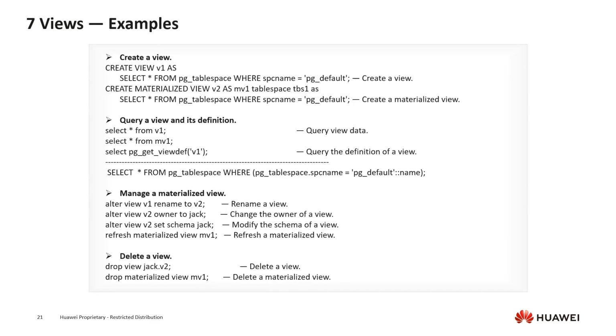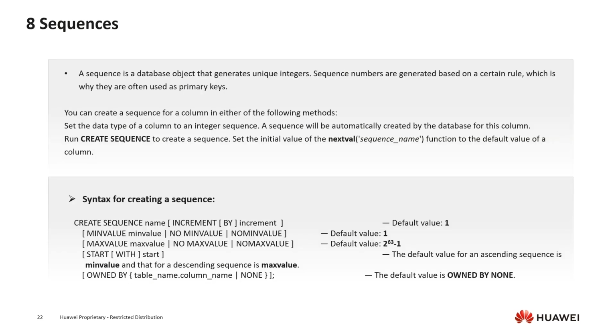Here are some basic view operations, such as creating a view and querying a view. Check its definition using the pg_get_viewdef function, refresh a materialized view using the refresh materialized view command, and delete the view using the drop command. The last part we talk about in this lecture is sequence. A sequence is a database object that generates unique integers according to a certain rule. A sequence is usually used as a primary key.